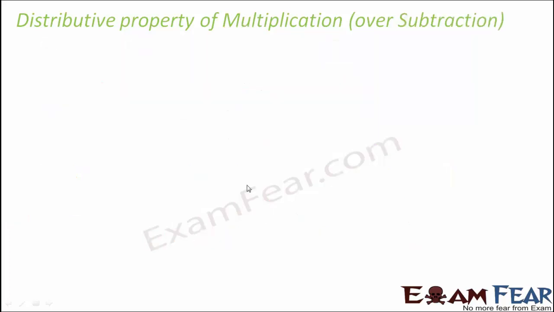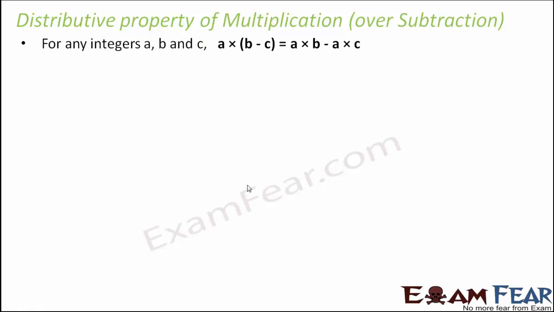So let us now look at distributive property of multiplication over subtraction. So this is going to be very similar to what we learned in the previous slide, just that instead of addition it will be for subtraction. So this tells us that a multiplied by b minus c is equal to a into b minus a into c. So let us take examples to verify this.